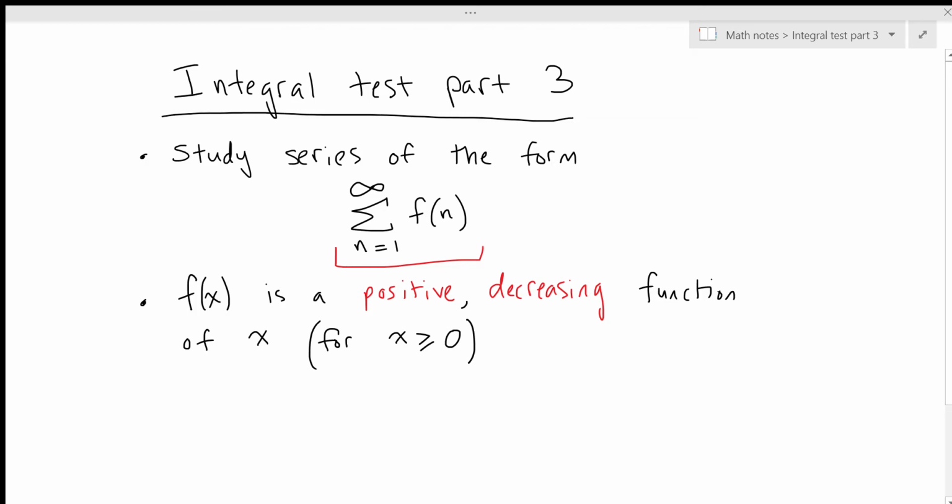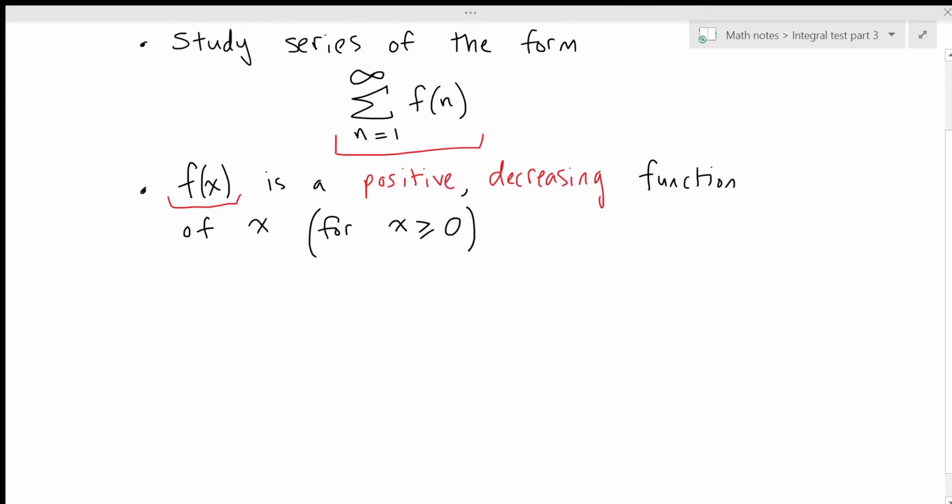It's a sum from n equals 1 to infinity of f of n, where f is a positive decreasing function of x. So let's go right ahead to the first example. In this example, we're going to use the bound from our video part 1 on the integral test.